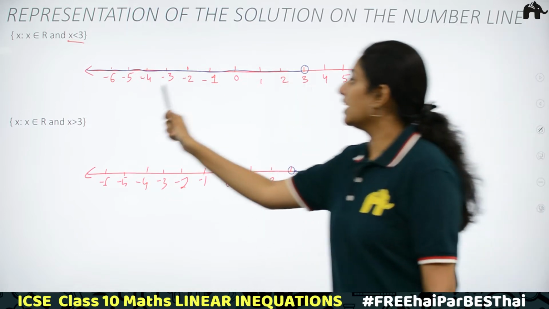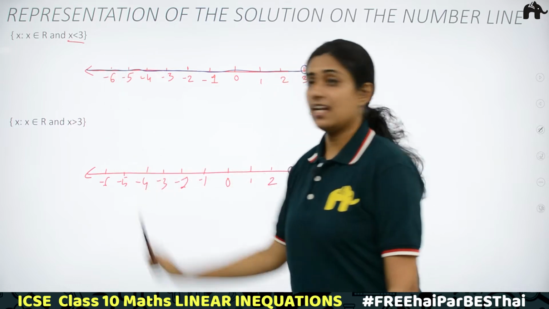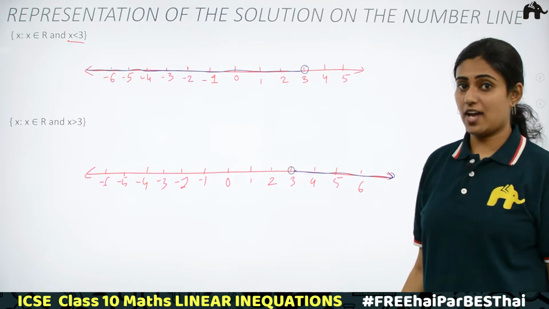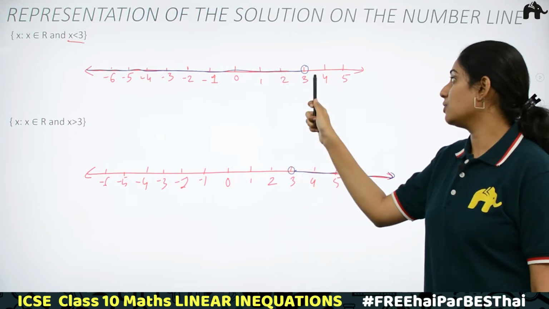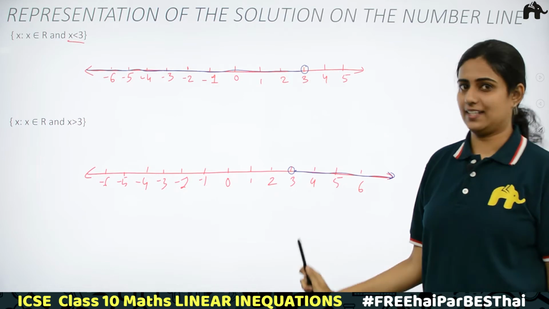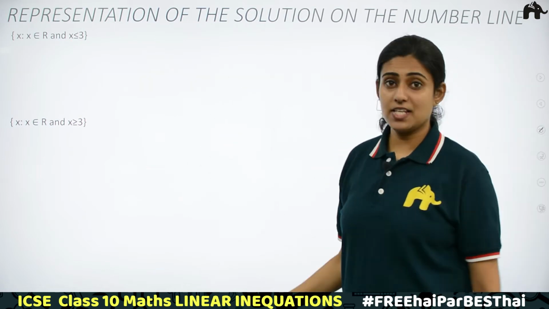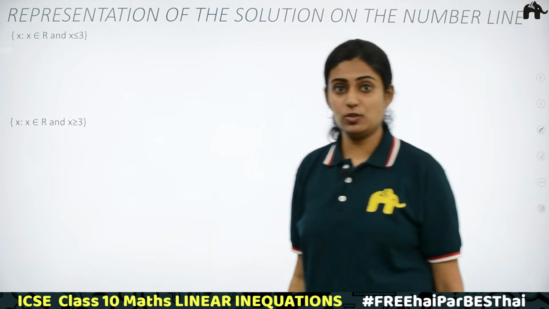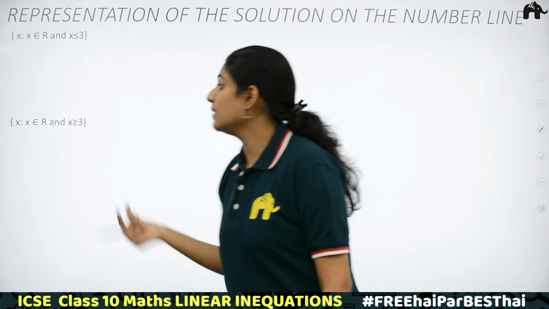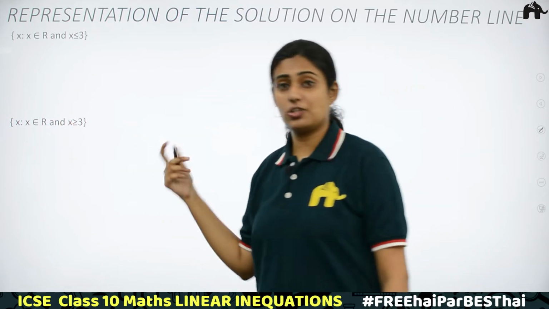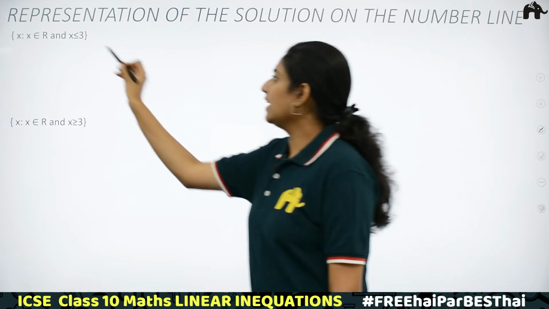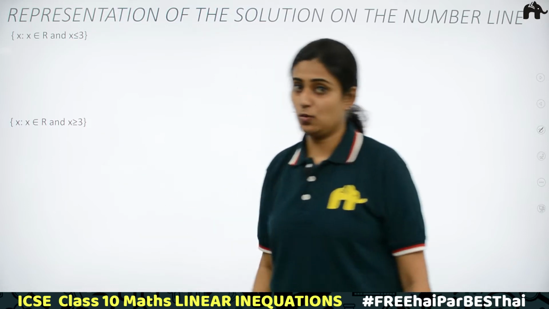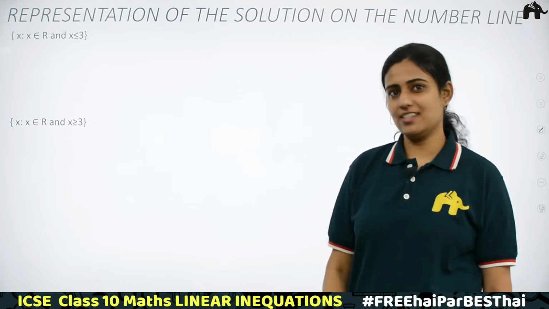This is how we can represent the greater than and less than inequalities on the real number line. These are the strict inequalities. In case of strict inequalities, we will be using the hollow circle or the open circle. Next, let us represent x such that x belongs to R and x less than or equal to 3 and x such that x belongs to R and x greater than or equal to 3 on the real number line. Here we have the non-strict inequalities, less than or equal to, greater than or equal to, which means we can use the darkened circle in this case.